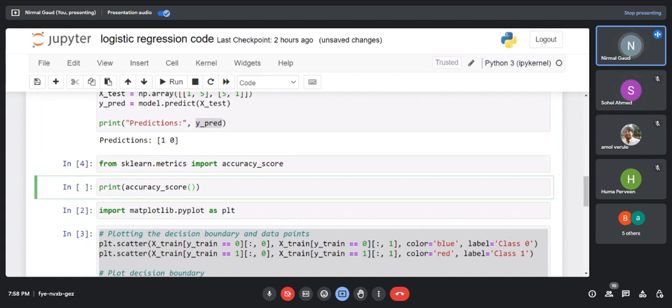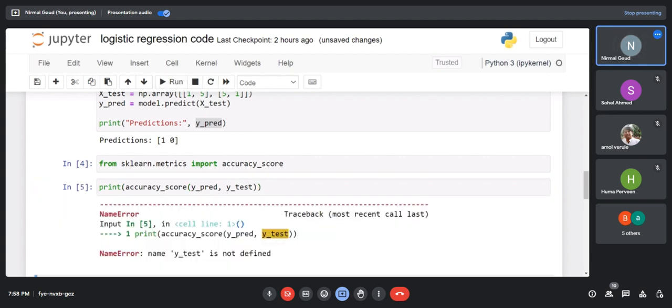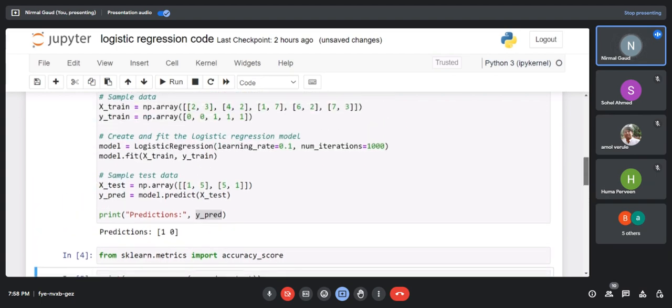So we need to know about each and every algorithm, every assumption, what the parameters are, so why prediction and why y predicted and y test. If I am going to check the accuracy score, y test is not defined here. This is x test now. I put the x test and y predicted.